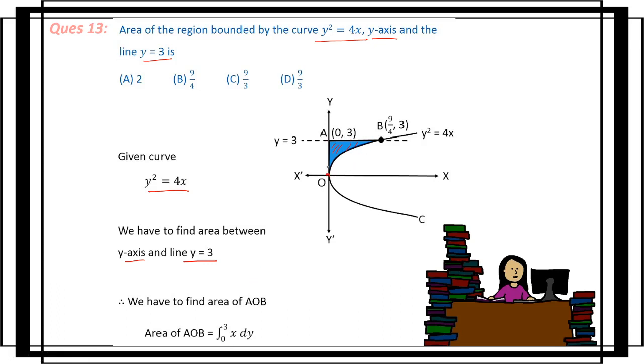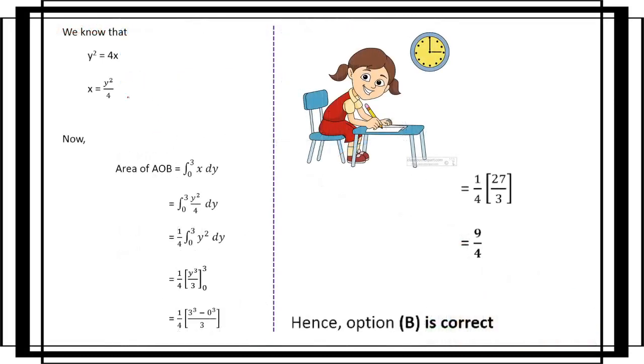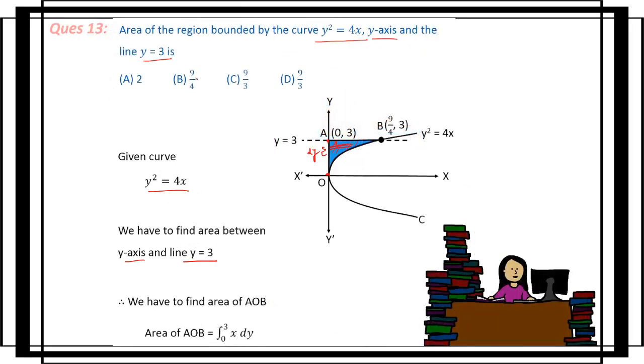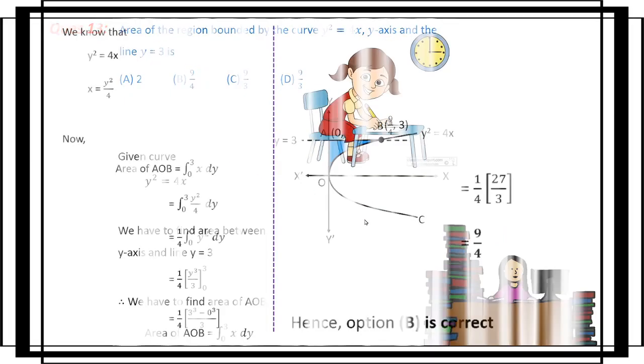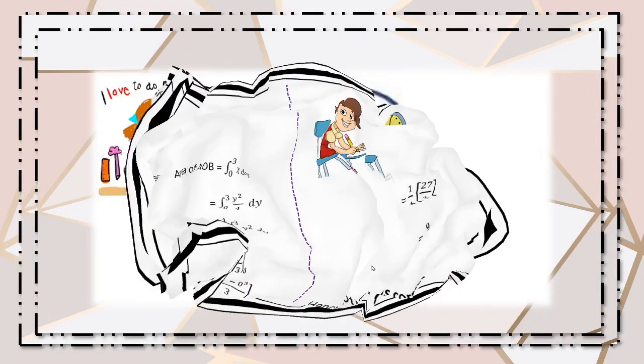The limits are on the y axis, 0 to 3, x dy, because now we will make rectangular strips like this. This will be a small change, which is dy, right? And x is the length of the rectangle, so x dy. Now what is x? Take the value from here. X is y square upon 4. Put the value here, integrate and get the answer, which is 9 by 4, and option B is the right answer. 9 by 4 square units is the correct area.